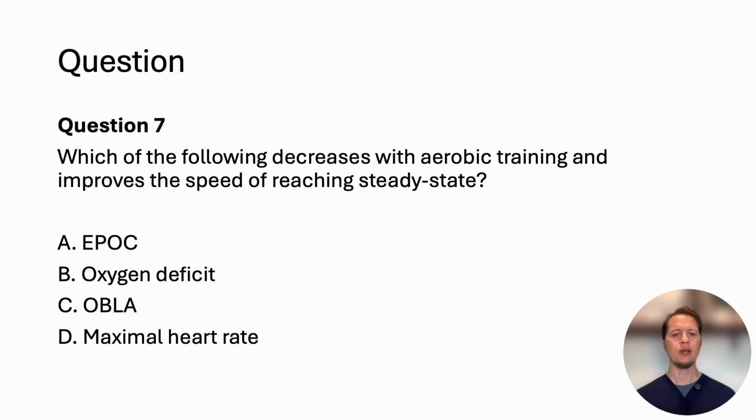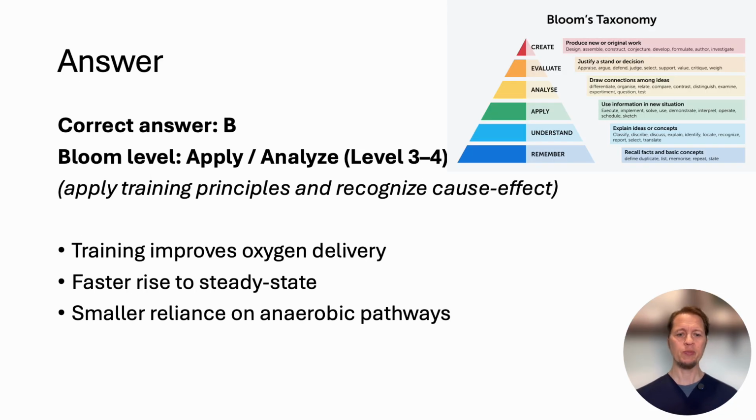Question 7. Which of the following decreases with aerobic training and improves the speed of reaching steady state? Is it EPOC, oxygen deficit, OBLA, or maximal heart rate? That answer is B. So aerobic training reduces that oxygen deficit by improving cardiovascular efficiency and mitochondrial function. Hopefully these are fairly straightforward here. I've been giving in parentheses kind of the point of these questions and what you're testing yourself on so you can check yourself as you go. Hopefully those are useful little tidbits.